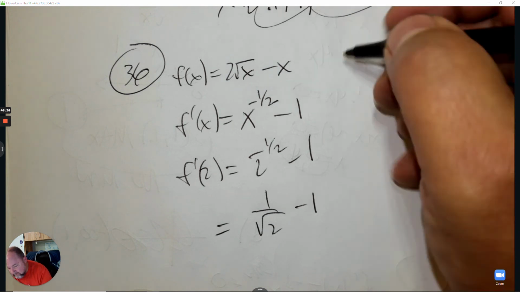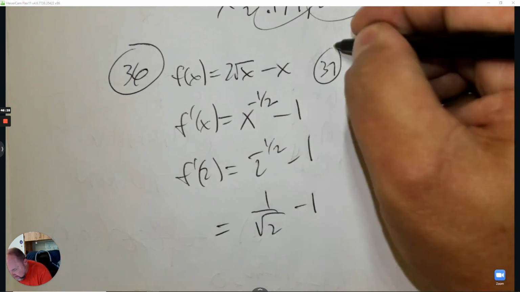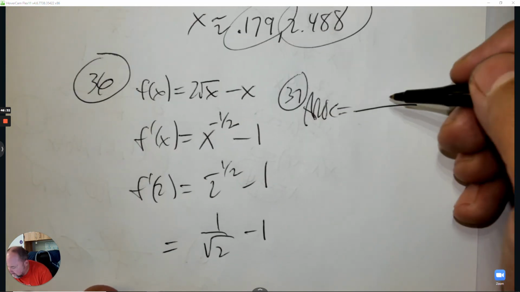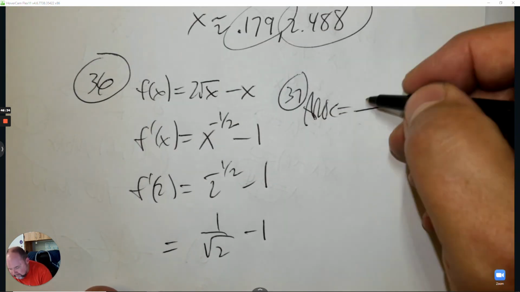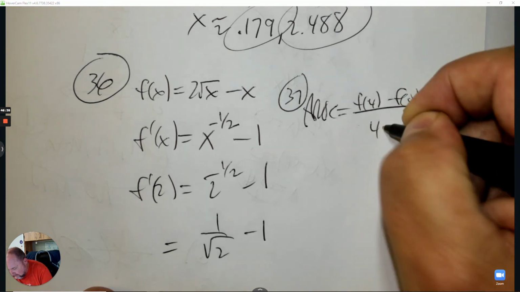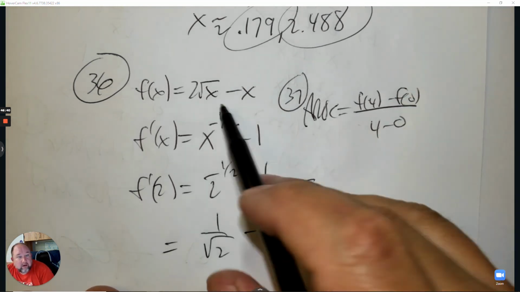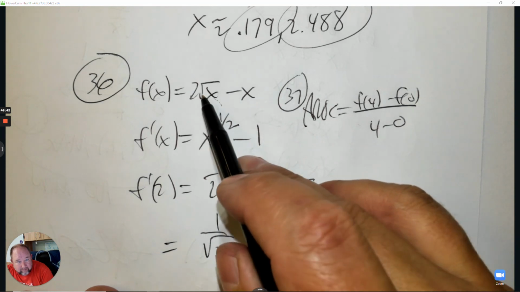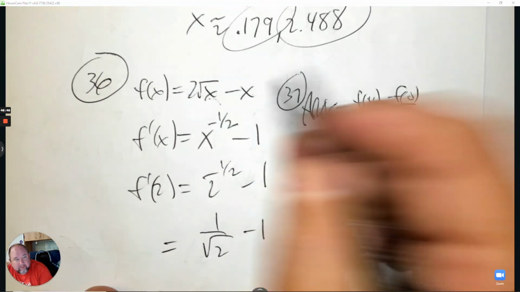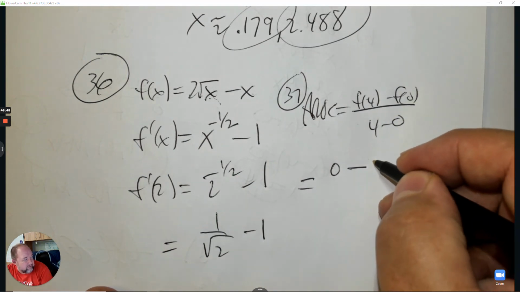37. Find the average rate of change. A-rock. This is such good practice. So that's the change in y over the change in x, or in this case, f at 4 subtract f at 0 divided by that. So if I plugged in 4, I get 2 times 2, which is 4. Take away 4, which is 0. If I plugged in 0, I get 0. So the average change is 0.